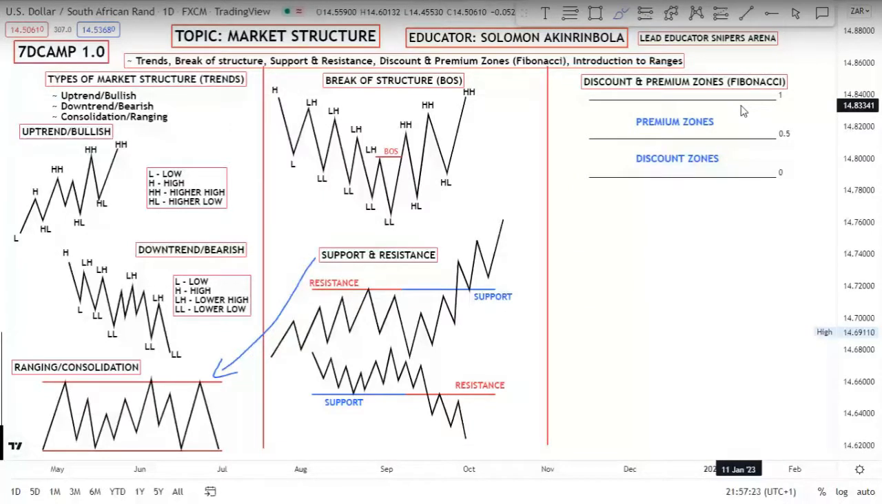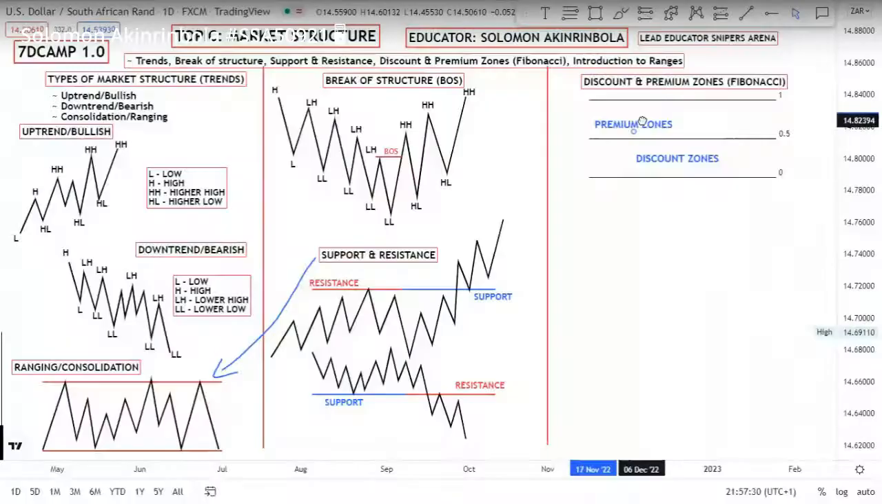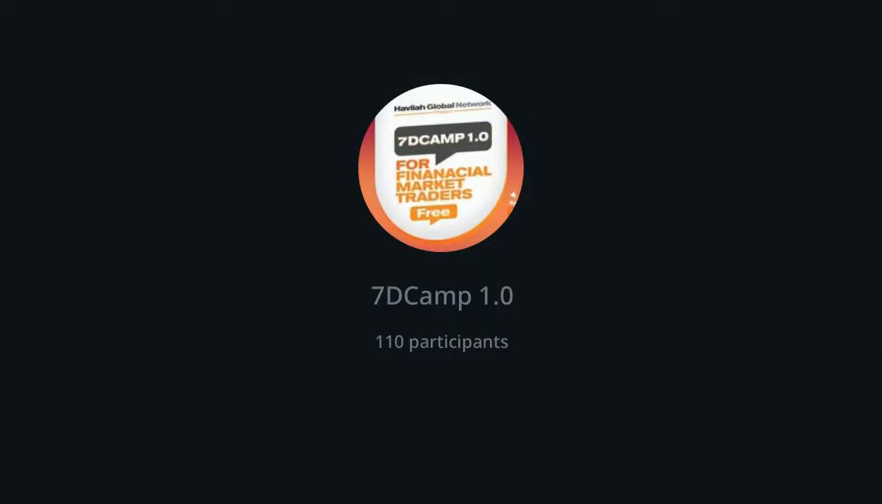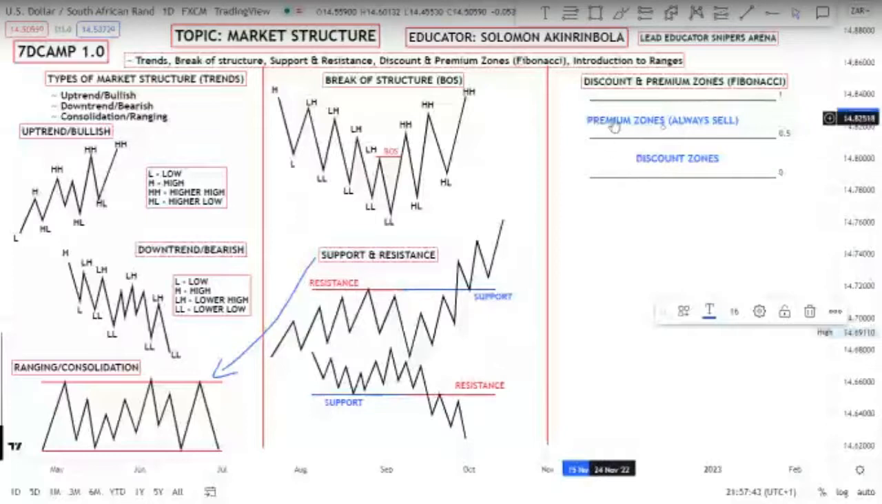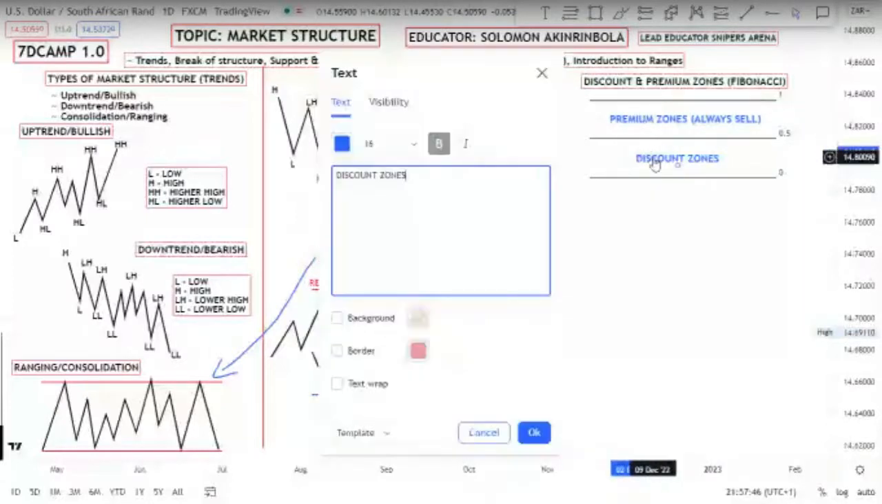You understand? Now, guys, know this rule. If you don't know anything, if you don't get anything out of this place, get this alone. Always sell. Always sell from your premium zone, guys. And your discount zone, always buy.